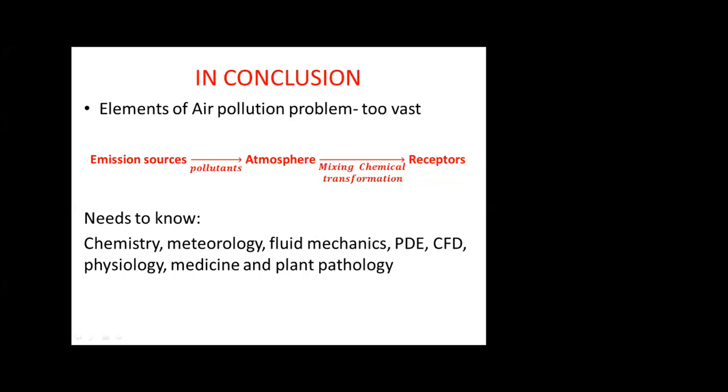The last part of the elements of air pollution is the receptors. That is, the pollutant which is emitted is released into the atmosphere and it is received by us, you, me, our materials, the animals, the plants. They are all the receptors. To study this, we need to understand physiology, medicine, and plant pathology.